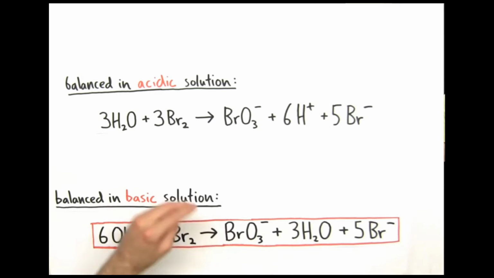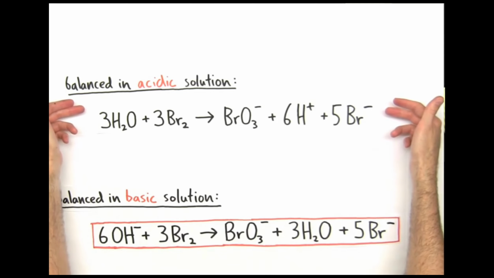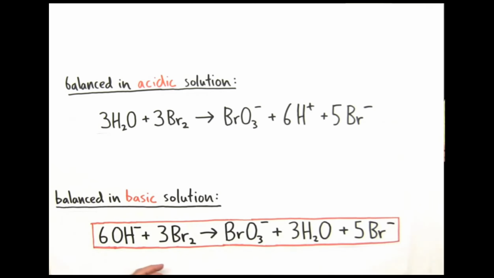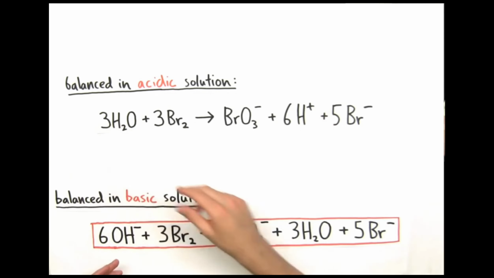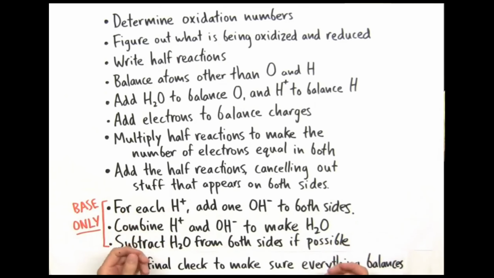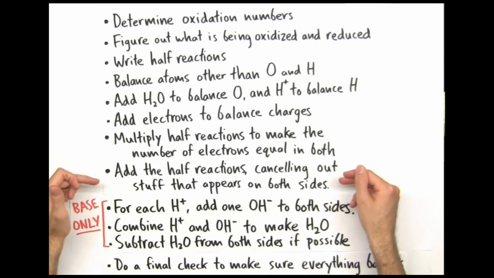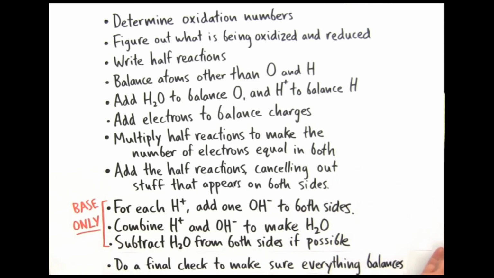So once again, now you know the steps for how to go from an equation balanced in acidic solution to one balanced in basic solution. But you also know this crisscross shortcut that you can use if you're in a pinch. Once again, just in case you want to review them, these are all the steps you take to balance an equation in basic solution. These are all the ones you do for acidic, and then for balancing it in basic solution, you add these 3 extras on the end, and then obviously you just want to do the final check to make sure everything balances.